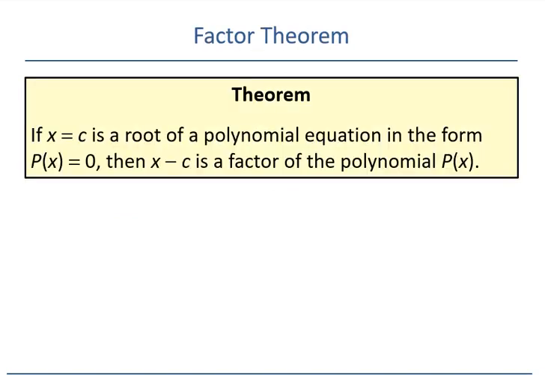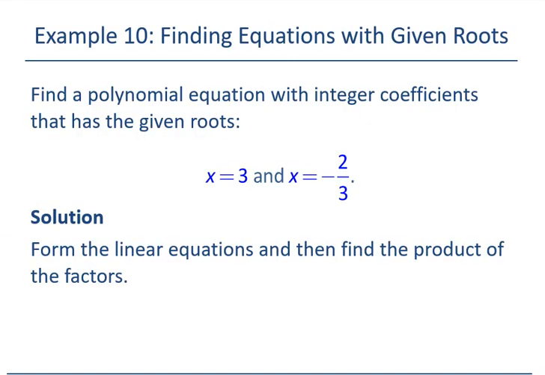Okay, theorem. If x equals c is a root of a polynomial equation in the form of p(x) equals 0, then x minus c is a factor of the polynomial. Okay, so find the equation with the given roots. Find a polynomial equation with integer coefficients that has the given roots. What it's saying here is what we're going to do is just take everything back to its original form. Remember, once upon a time, to get this x equals 3, it had to be x minus 3 at one point in time.